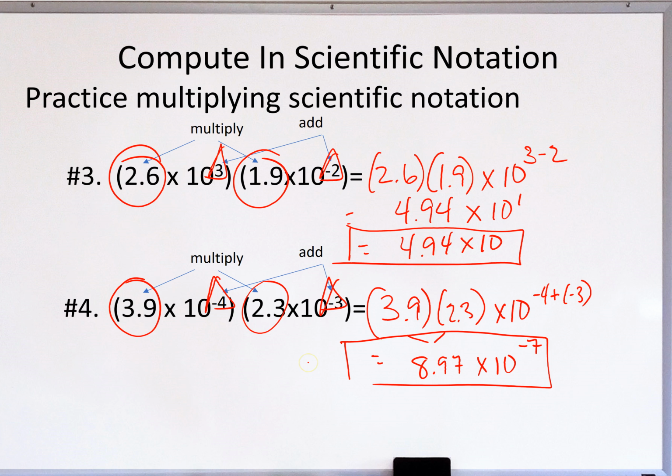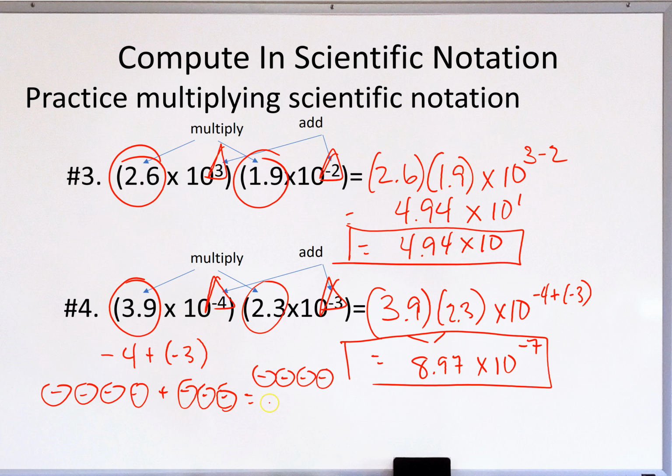So if you're not sure how I got negative 7, a negative 4 plus a negative 3 looks like this: negative, negative, negative, negative, plus negative, negative, negative. So they're all negative. So I have a negative 4 plus a negative 3 equals a negative 7. That's how I got my negative 7.